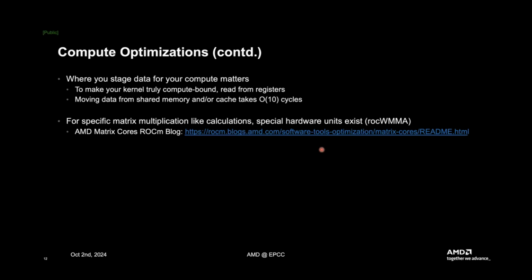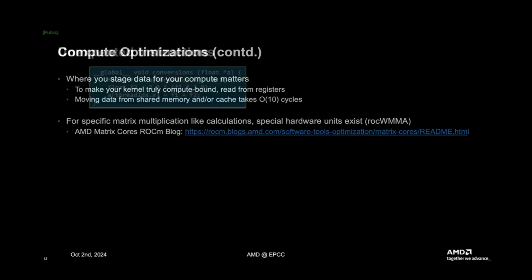We have a blog post about how to do that using compiler intrinsic built-ins. But in most cases, the library rocWMMA is going to expose that functionality for you. That's the easiest way to do that. Typically, the matrix cores are used by libraries like rocBLAS. We don't typically write code for that, but in some special cases, we've seen that.